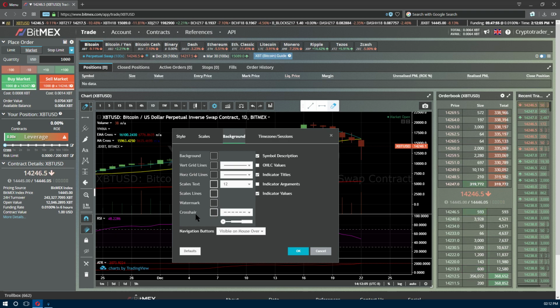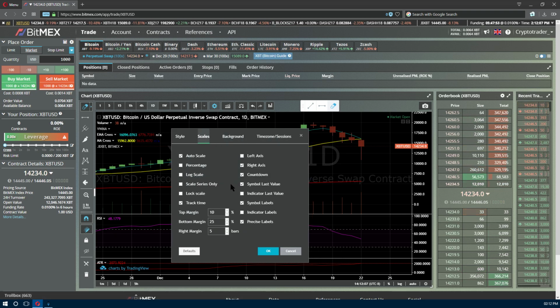Where's the scales? It says countdown, right? I'm clicking on it and I want to see my countdown, but it's not popping out. Auto scale, percentage, log scale, scale series only, time, track time. This thing isn't moving. It's a day chart. That's why it looks like it's hanging around at 14,198.